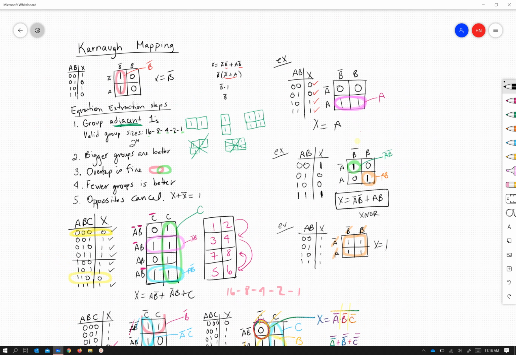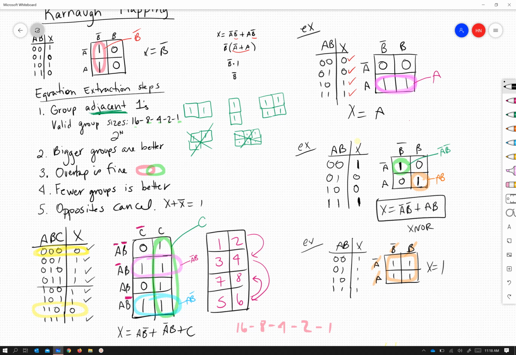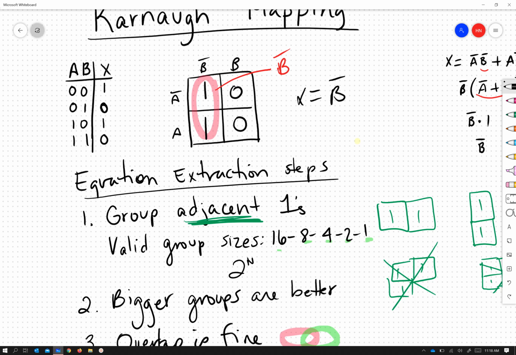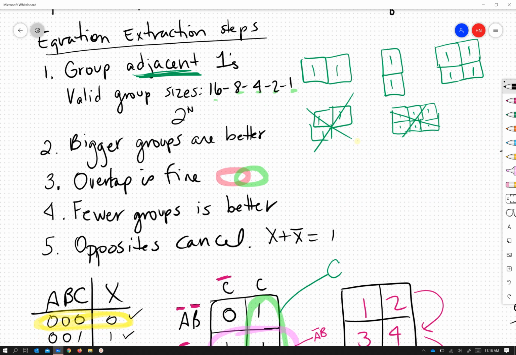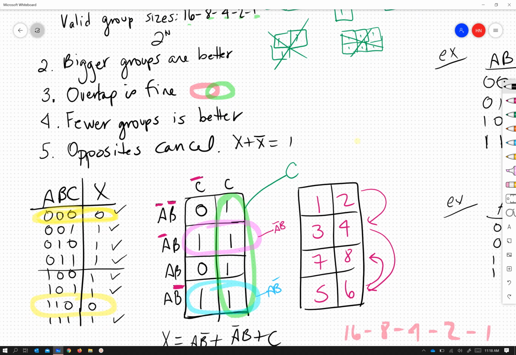So K-mapping is another technique for simplifying equations. You build the K-map following the pattern where you have adjacents, only one letter changing at a time. If you have two variables, you just put the letters on the side. And again, you could do it whichever way, but we're going to put the first letter on the left and the second on the top. Okay, place the ones in the correct place, ones and zeros. And then to get the equation, you group adjacent ones in groups of 16, 8, 4, 2, and 1. Bigger groups is better, overlap is fine, fewest groups is better.